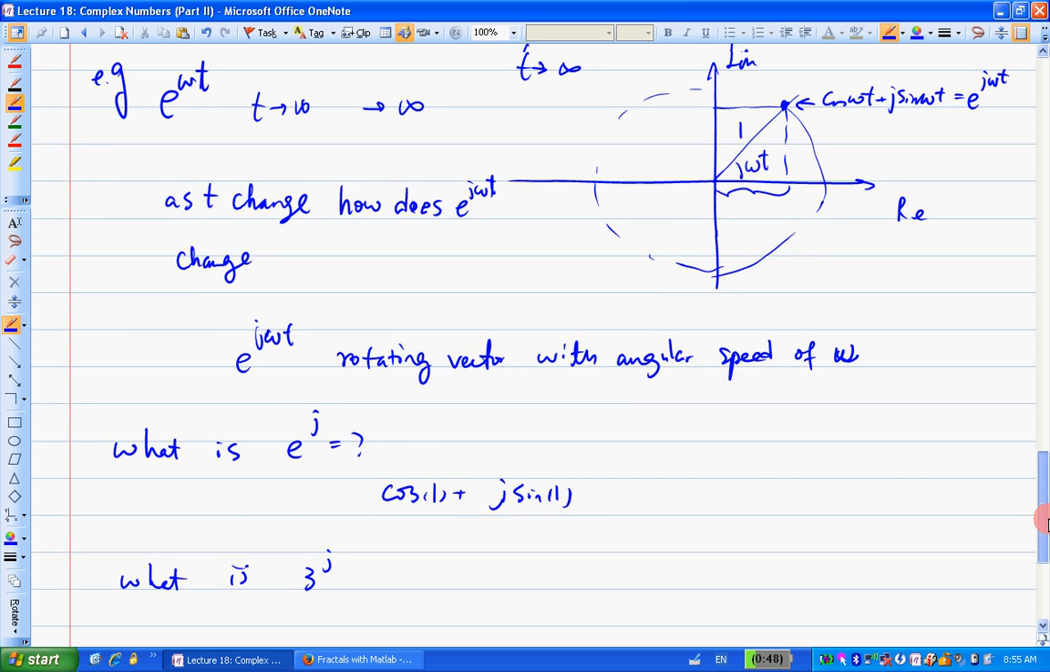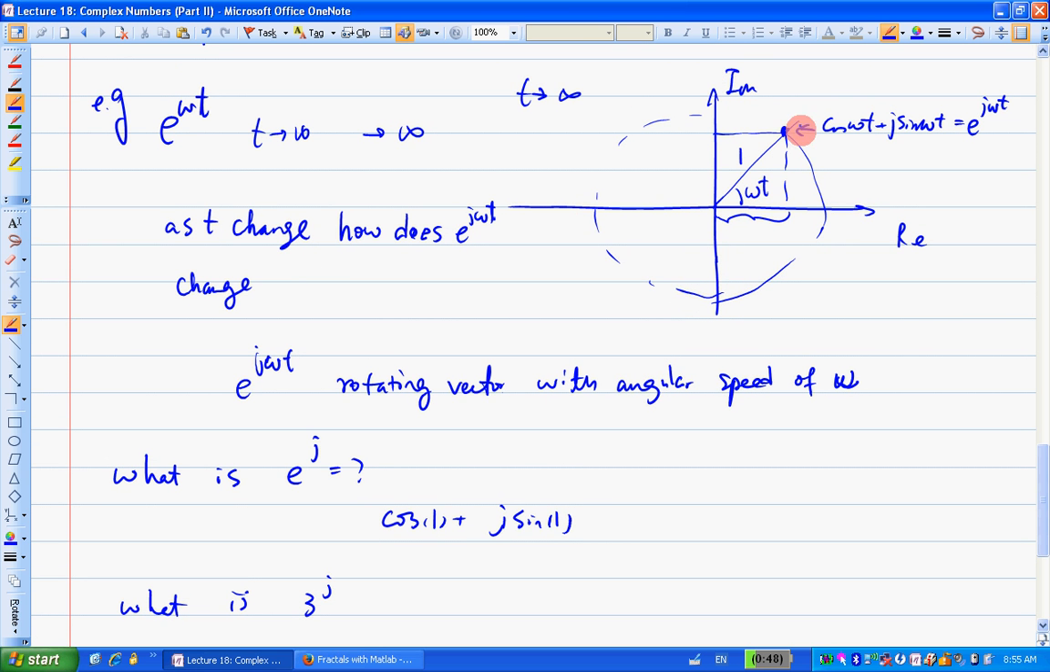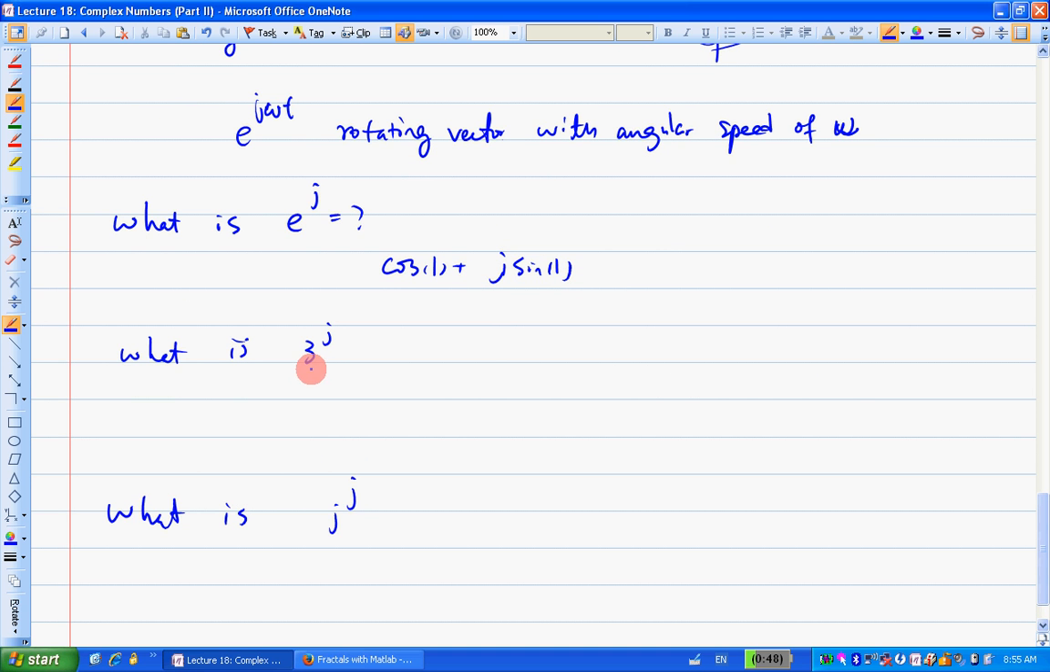Well, if I want to use my circle over here, where is cosine 1 plus j sine 1, meaning 1 radian, right? 1 radian is 57 something degrees, right? So it's somewhere over here. Somewhere here. Okay, so that's this one here. How about this guy here? So 3 to the power of j here.